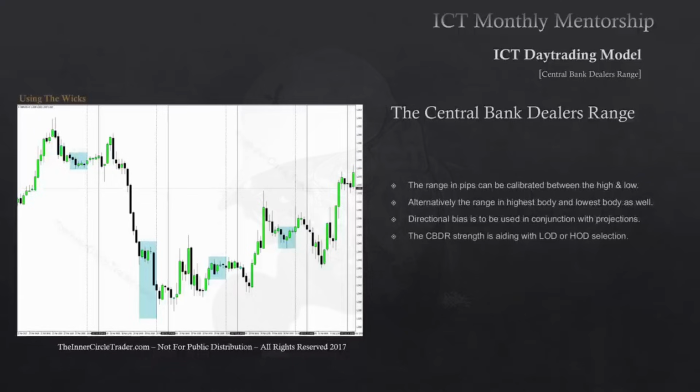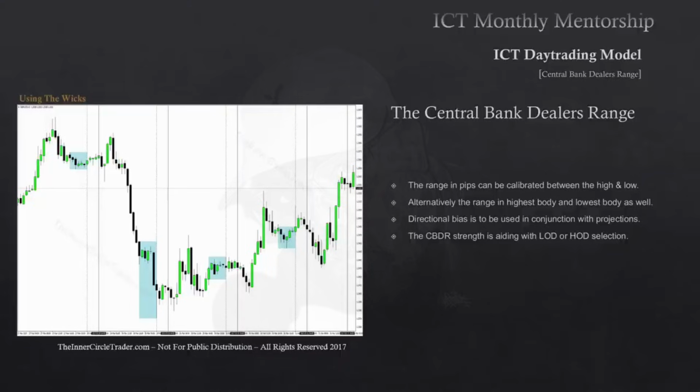Now we can use the range in pips by calibration from high to low or using the wicks, or alternatively, we can use the range in the highest body and the lowest body as well, whatever the highest closing or open price is, and whatever the lowest close or open is in between 8 p.m. and 2 p.m. New York time. Now, obviously, we need to know directional bias for this to be of any assistance to us, so it has to be used in conjunction for our projections to work.